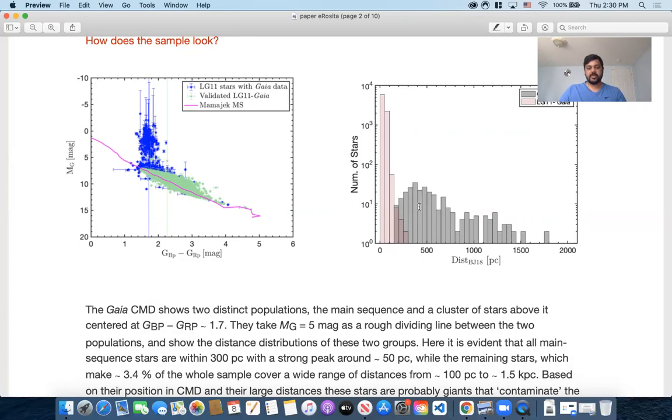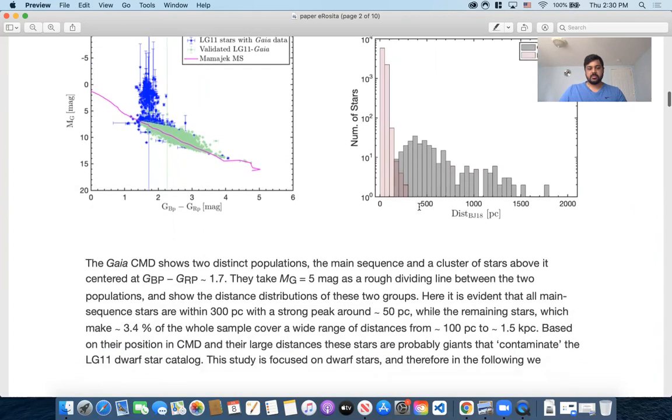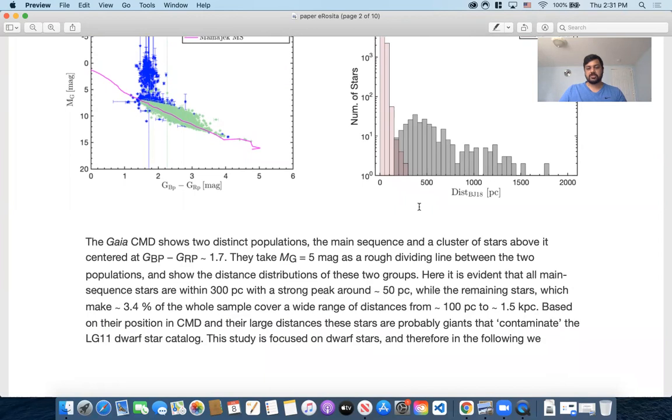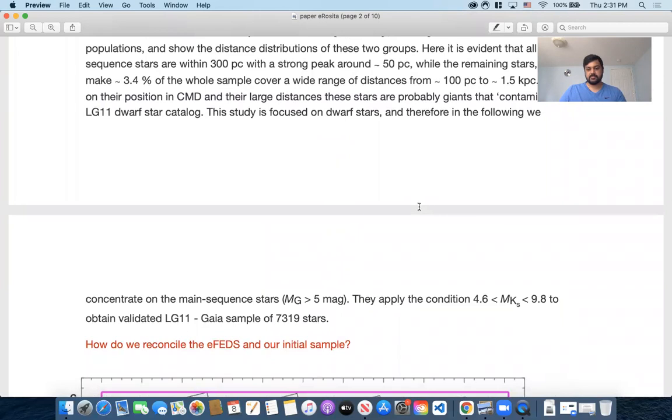Here it is evident that all main sequence stars are within 300 parsecs with a strong peak around 50 parsecs, while the remaining stars, which make up 3.4% of the whole sample, cover a wide range of distances from 100 parsecs to 1.5 kiloparsecs. Based on their position in the CMD and their large distances, these stars are probably giants that contaminate the LG11 dwarf star catalog. This study is focused on the dwarf stars, and therefore, in the following, we concentrate on the main sequence stars.